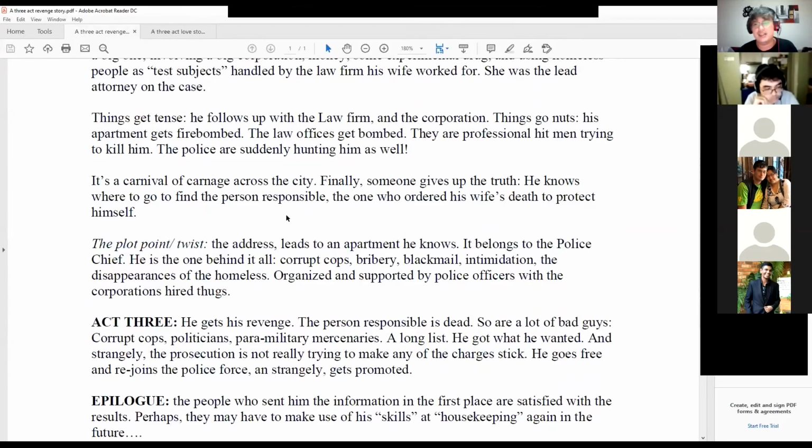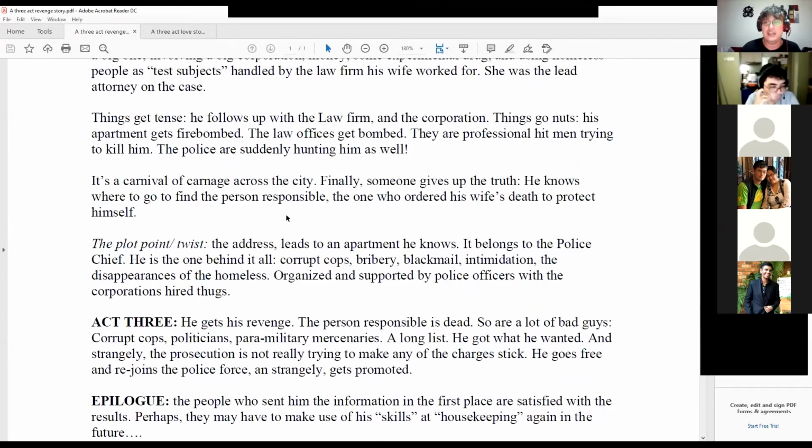He moves to investigate, and this corporation reacts by trying to kill him. First, they firebomb his apartment. Then he visits a law office, and that place gets blown up next. He tries to interview people, and suddenly he's involved in running gun battles in the street. It turned the whole city into basically a carnival of carnage. So there you have your rising tension.